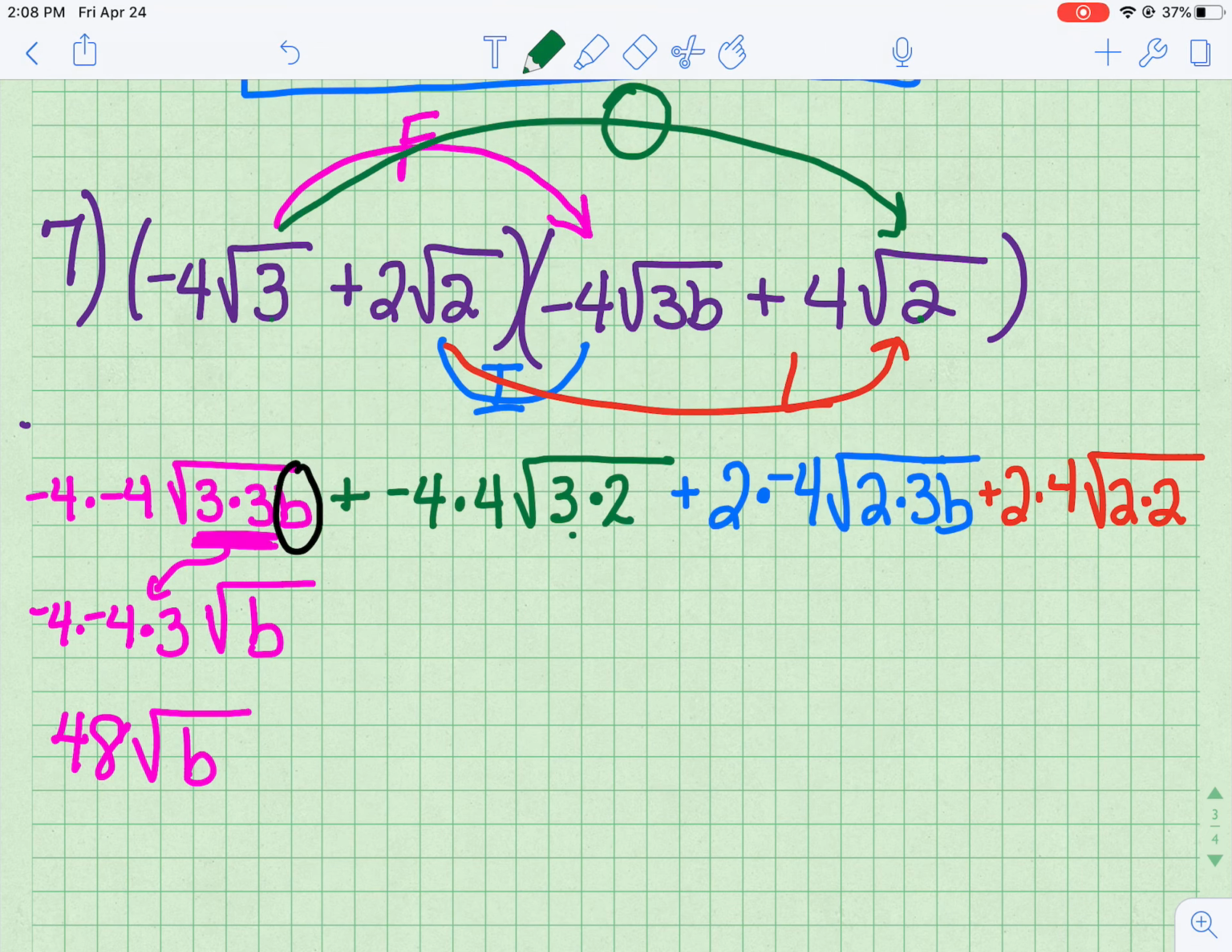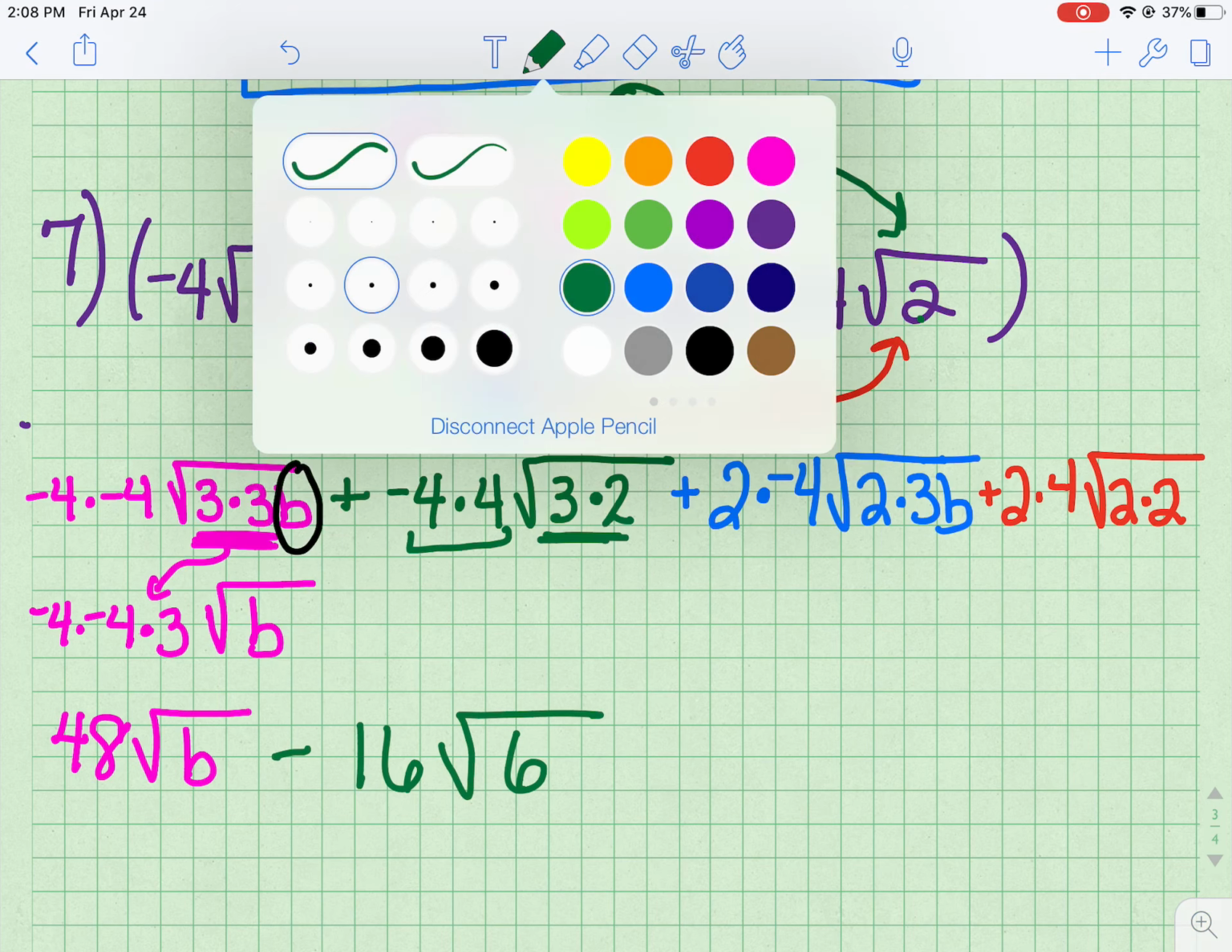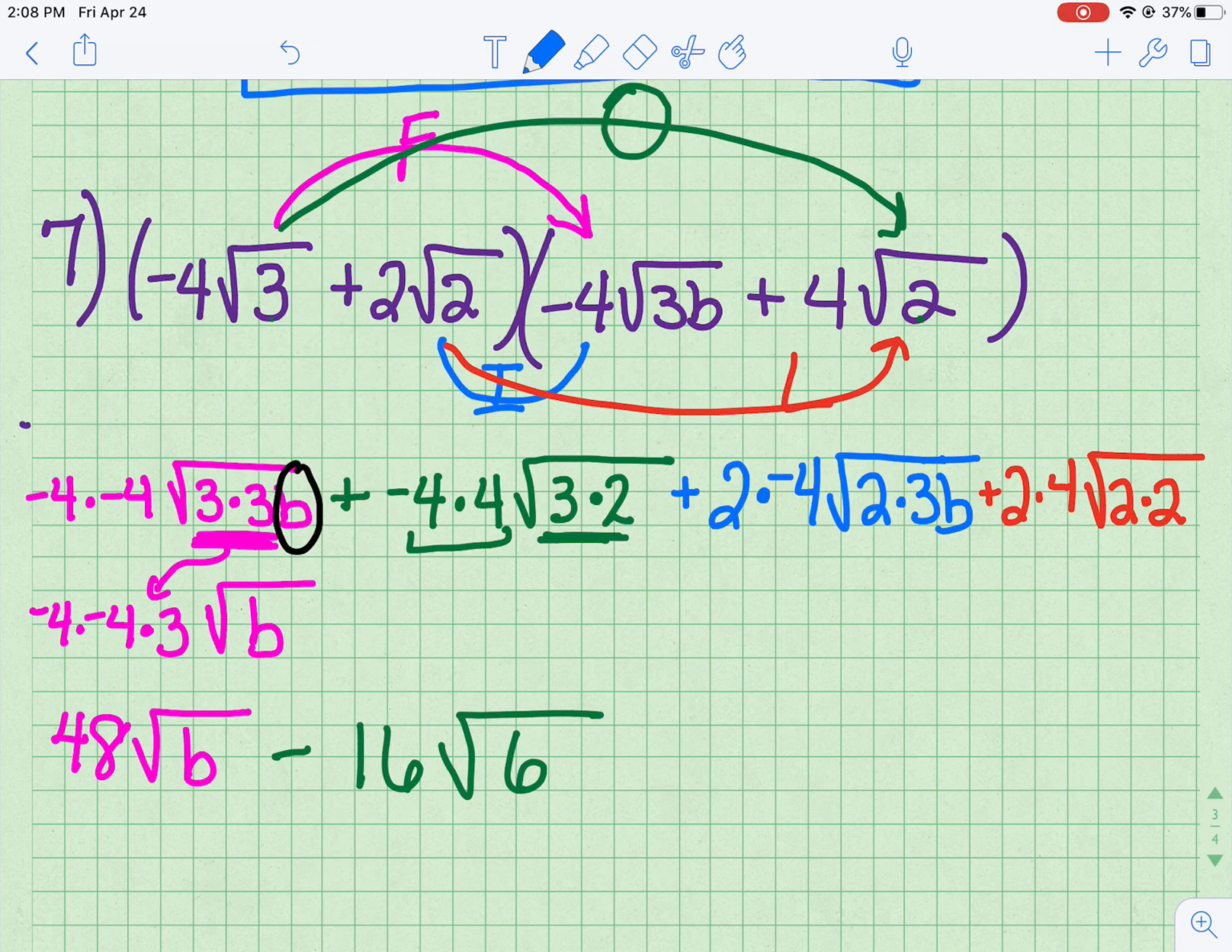Now the green one, there's nothing that can escape in there because it's a 3 and a 2, so there's no twins. So we're just going to multiply. Negative 4 times 4 is negative 16. And on the inside, it's 3 times 2, so that's just a 6. Okay, good. In the next one, same thing. There's no jailbreak that can occur because there's no twins in there.